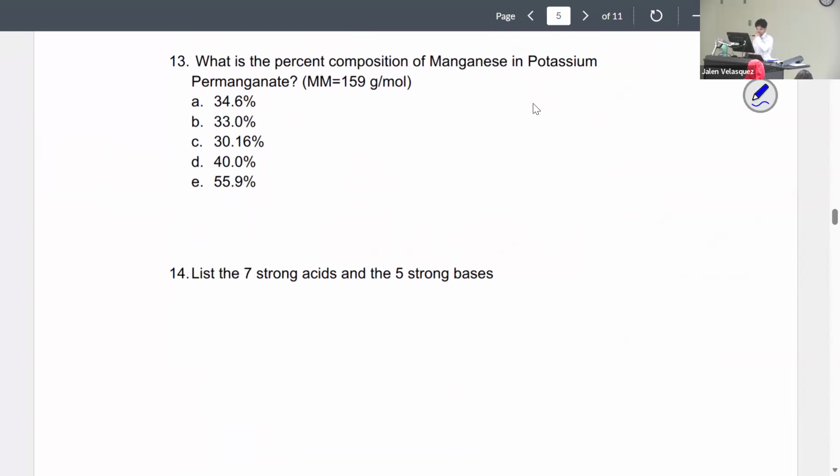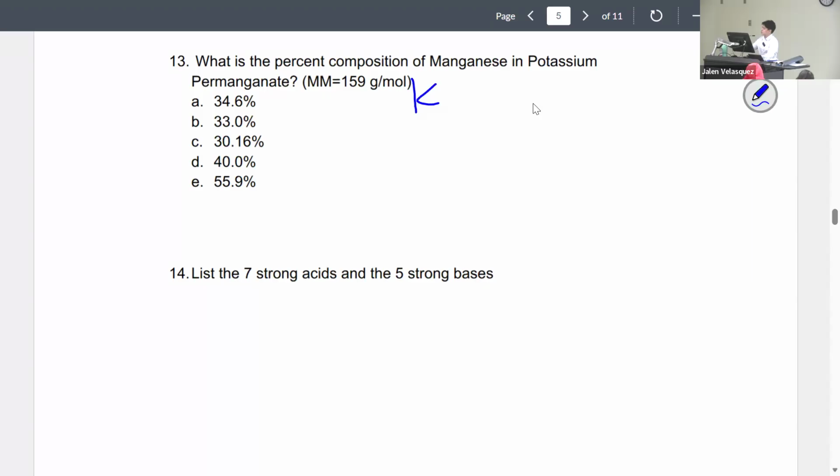Okay, number 13. What is the percent composition of manganese in potassium permanganate? So we've got to know 2 things here. We have to know the chemical formula for potassium permanganate, and we have to know the equation for percent composition. So what is the formula for potassium permanganate?